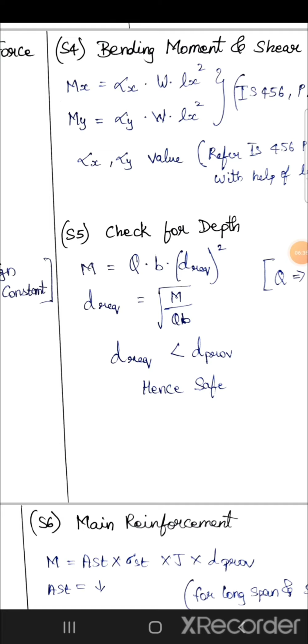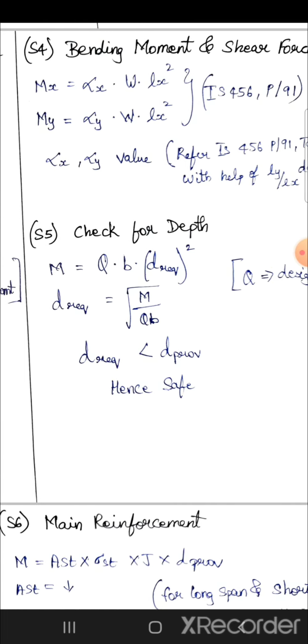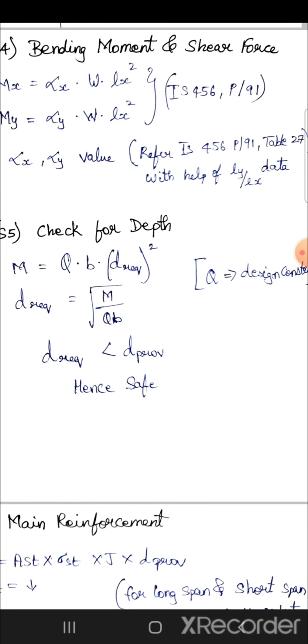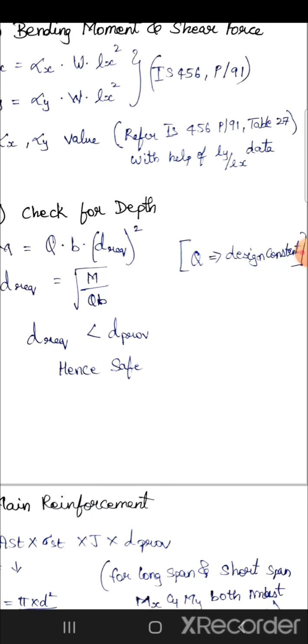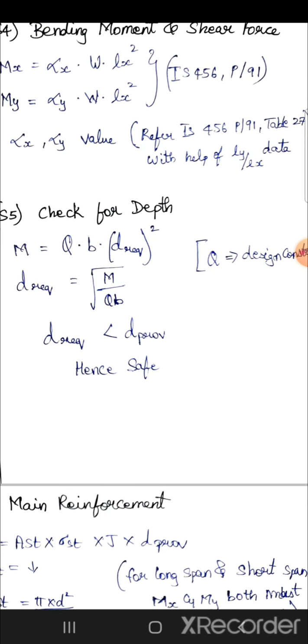Mx is equal to alpha x into w into Lx square. My equal to alpha y into w into Lx square. Alpha x and alpha y value is given in IS 456 page number 91 table 27. A small table will be given with the help of Ly by Lx data. Whatever you get the answer, you must refer the table and take the values of alpha y and alpha x.